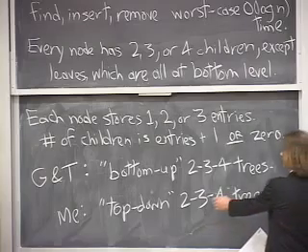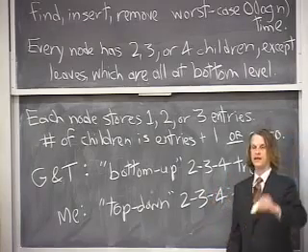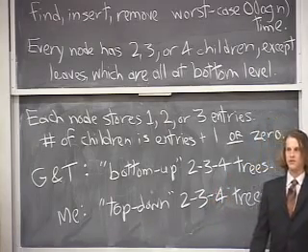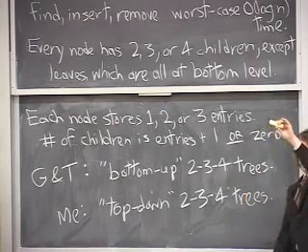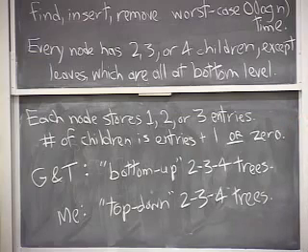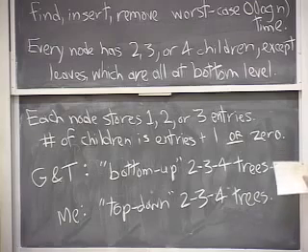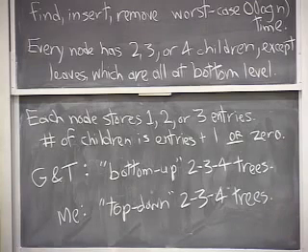In top-down 2, 3, 4 trees, you start at the root, you go down the tree until you find the place you're looking for, and you're done. Bottom-up 2, 3, 4 trees, you start at the root, you go down until you find the place you're looking for, then you go back up to the root again. So there's an extra pass through the nodes that makes this take a larger constant factor.